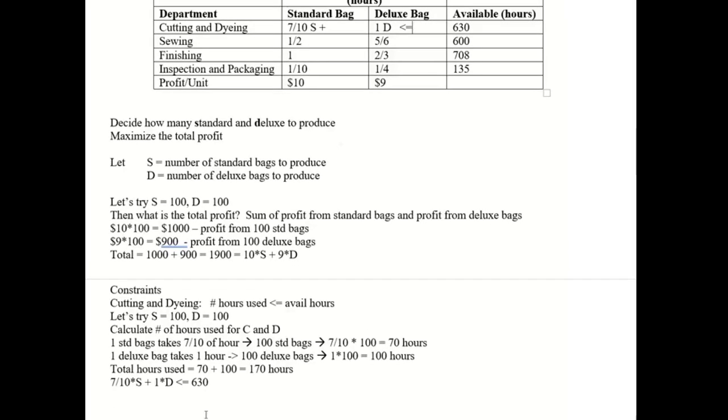So here I could see that's 7/10 times S plus 1 times D less than or equal to 630. Okay, so here we're going 7/10 S plus 1 times D is less than or equal to 630. That's for the first constraint, and we just do the same thing for all the other constraints. Okay, so I think we are ready to write down the entire linear programming model.